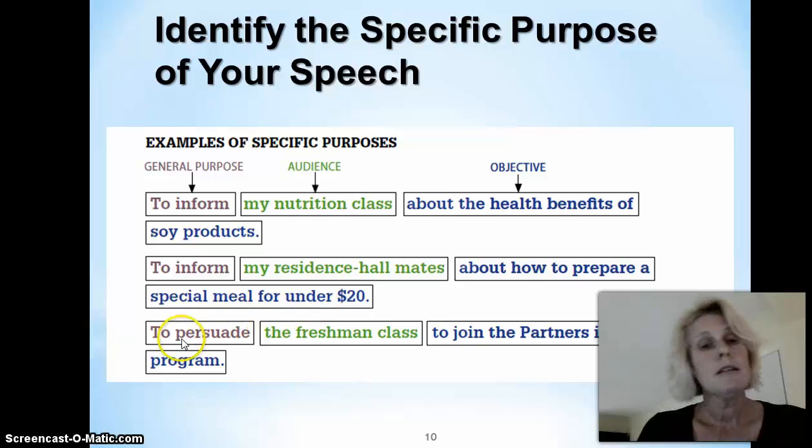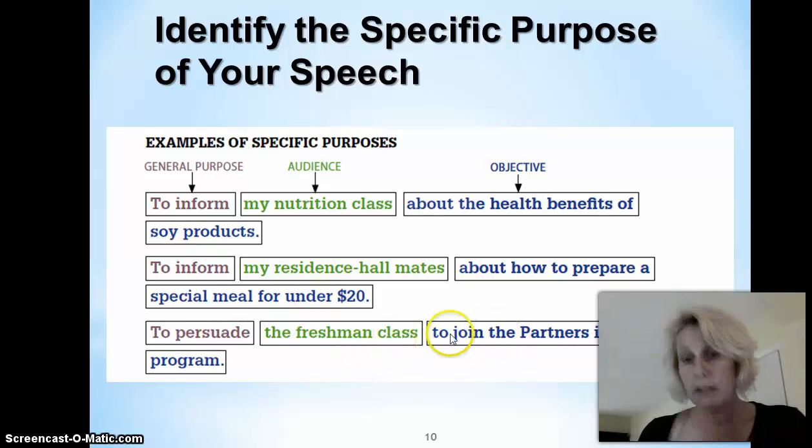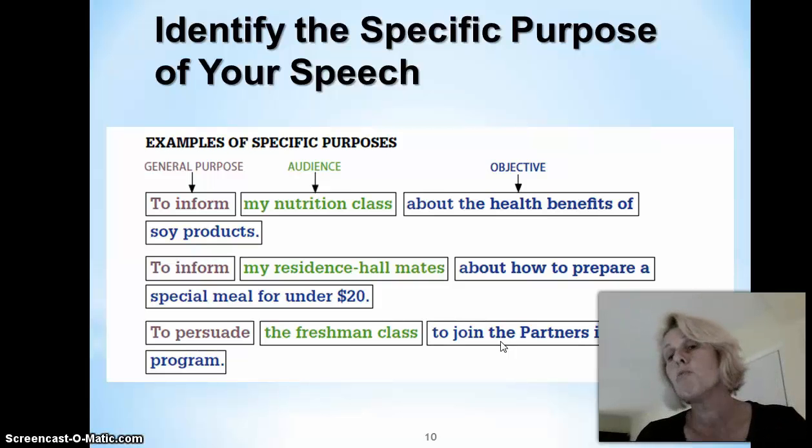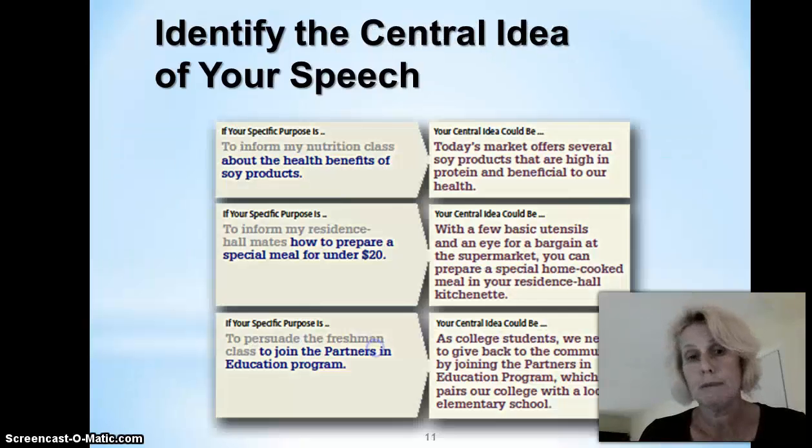$20. This last one is a persuasive speech to the freshman class, which is the audience, and this student is persuading the freshman class to join the Partners in Education program. Most likely he or she will go through all the benefits and reasons why freshmen should join Partners in Education, and then in their conclusion give the appeal and how they can join.